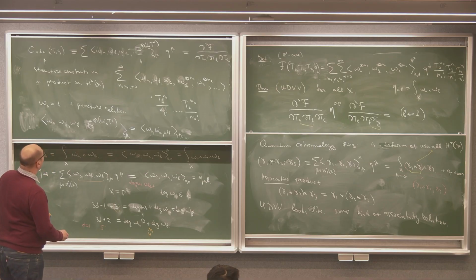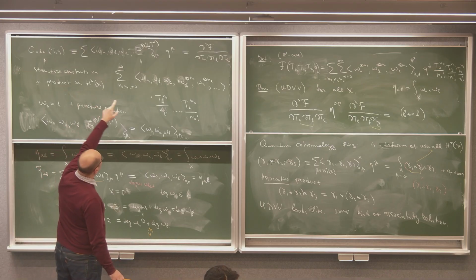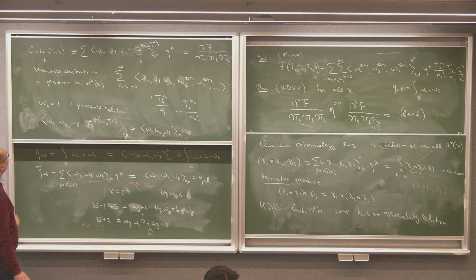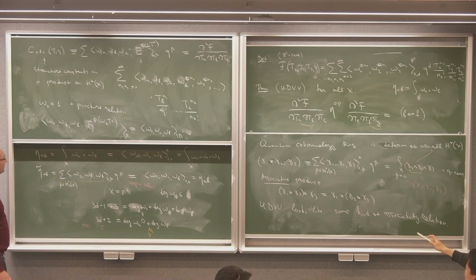Okay. So we have these structure constants defined in terms of Gromov-Witten invariants, and they are functions of t and q. I don't understand, in the definition of this generating function, why we divide by n1 factorial through nk factorial.